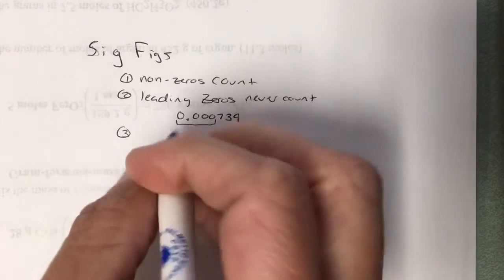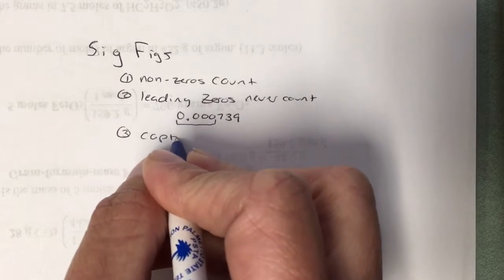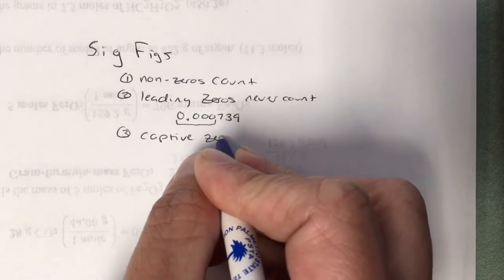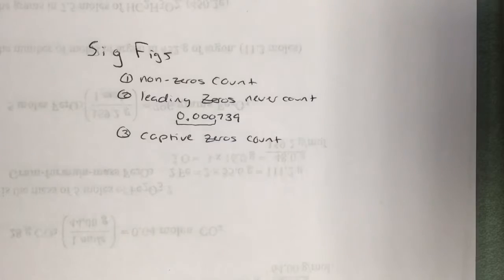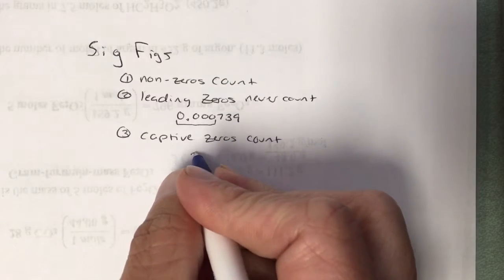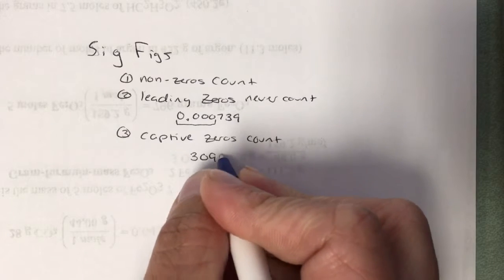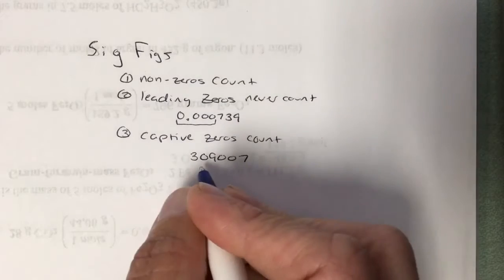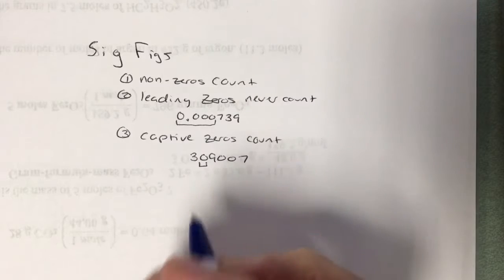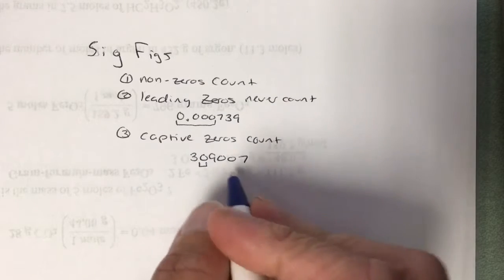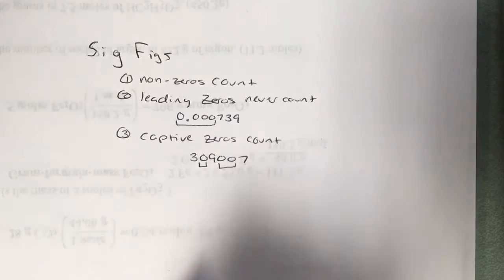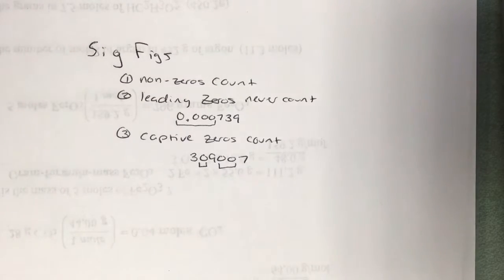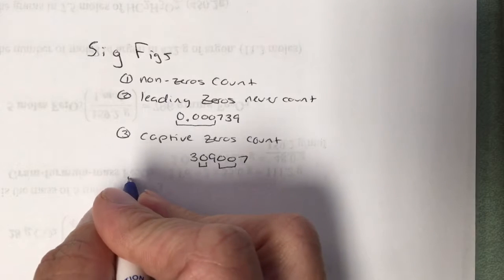Third rule, captive zeros. They count. A zero is captive when it comes between 2 non-zero integers. All of these zeros are captive. That 0 is captive between the 3 and the 9. And both of those zeros are captive because they're stuck between the 9 and the 7. And again, captive zeros always count.